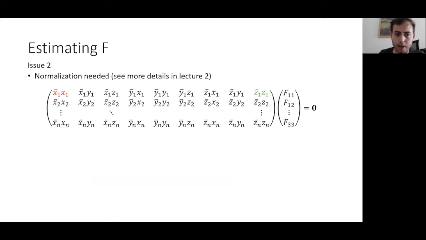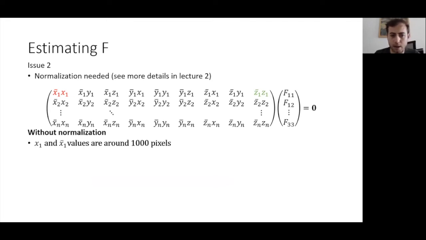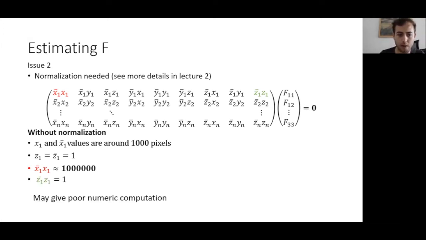Another issue is that we need normalization, as we talked before in the course, because without normalization, x coordinates can be around 1,000 pixels, but z coordinates can be just 1 if I use original points, and then we get some elements which are very large and some elements which are very small, and this will result in poor numeric computation. So also for computing the fundamental matrix, it is required to always normalize the points, as Mirav talked in lecture 2.